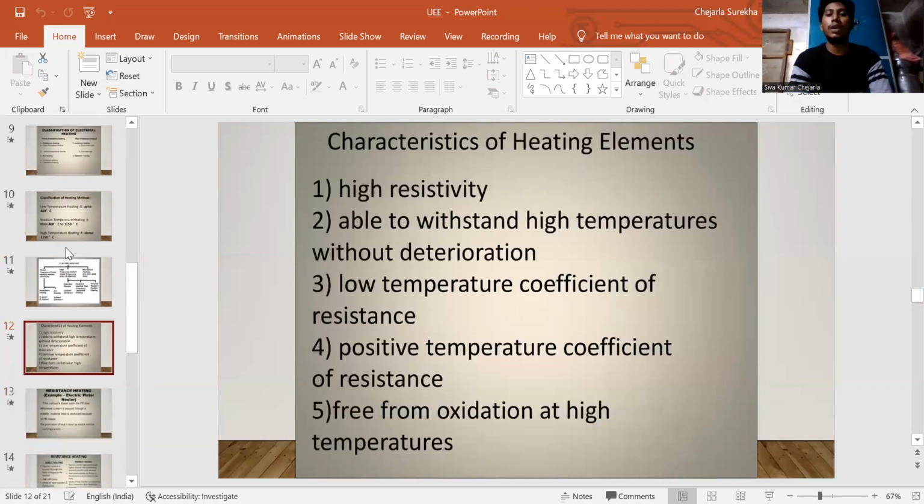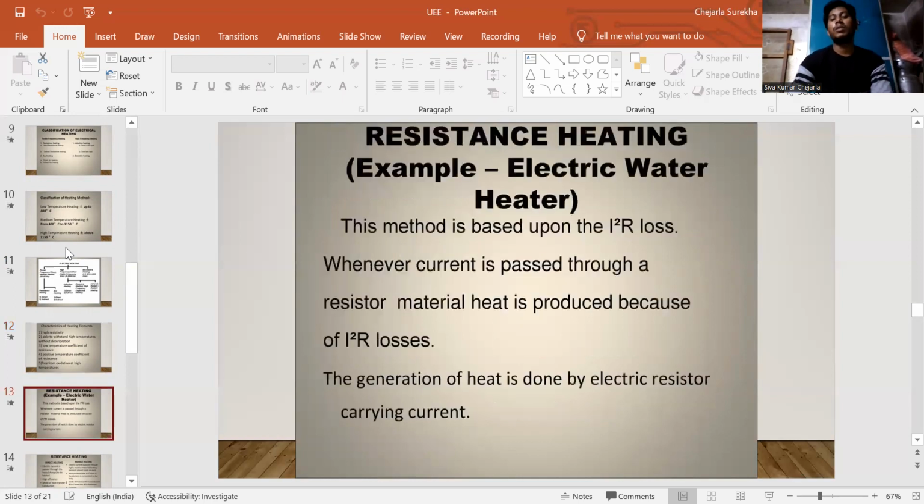The characteristics of heating elements: high resistivity, and they are able to withstand high temperatures without deterioration, which means without any losses. Low temperature coefficient of resistance, or positive temperature coefficient of resistance, and free from oxidation at high temperature.